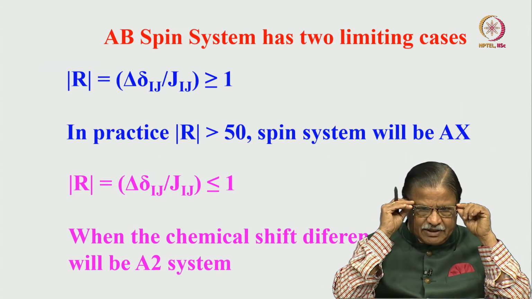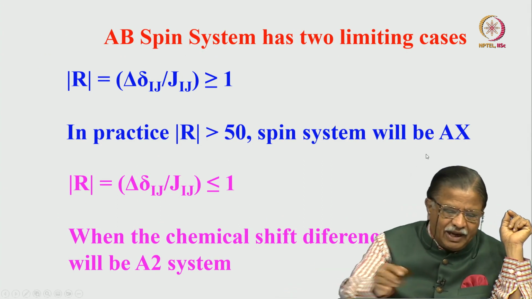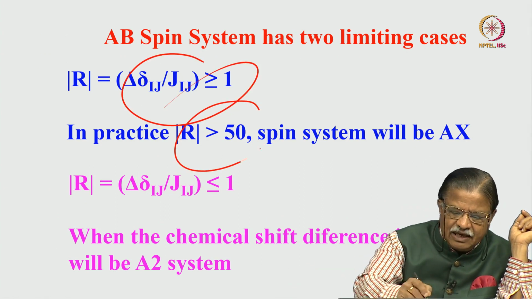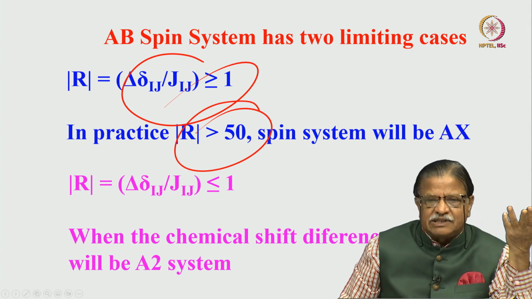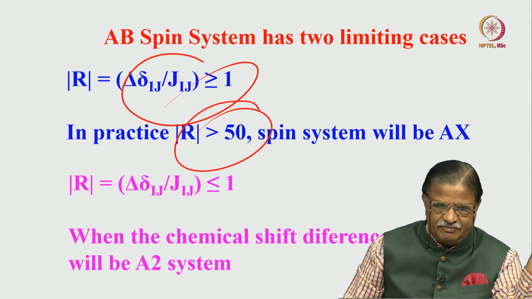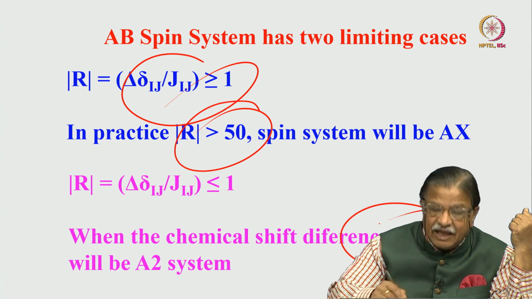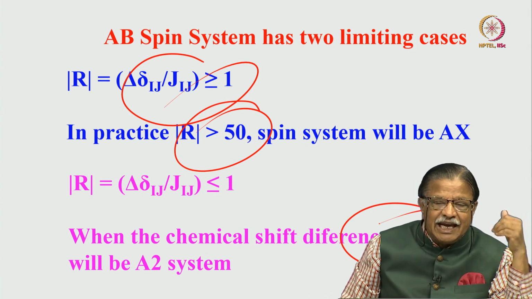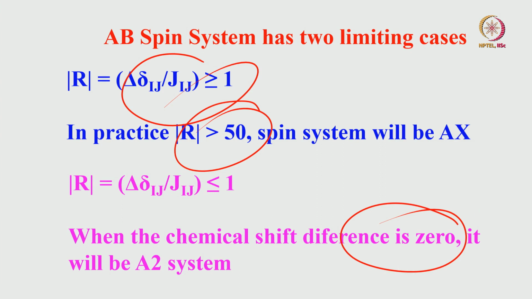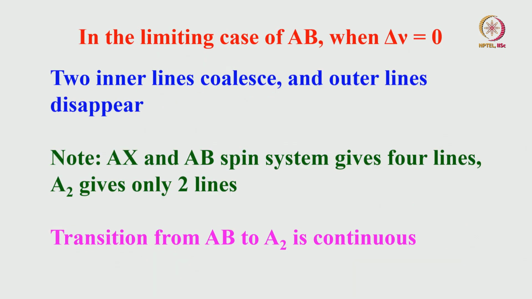Okay, the AB spin case can have 2 limiting cases. One is a situation where the difference, delta nu by J, is enormously large, in which case AB can go to AX. And if it is extremely small, or in a situation where the chemical shift difference is 0, then AB can become A2. Remember, AB can be taken to AX by going to a higher magnetic field, or if you go to a very low magnetic field and the chemical shift difference becomes 0, it can become A2. And remember, the AX to AB, AB to A2 transition is always continuous. Smoothly you can keep changing it.